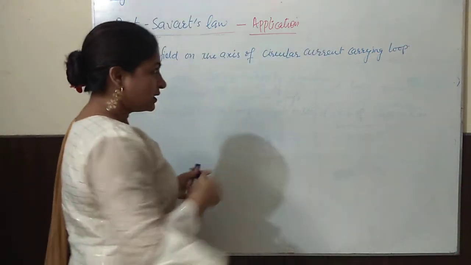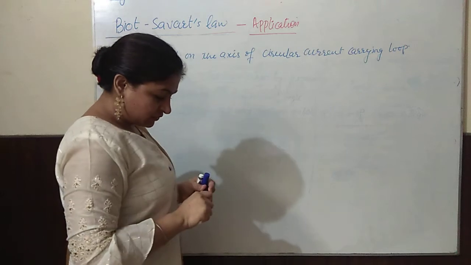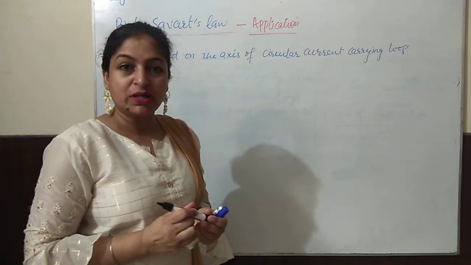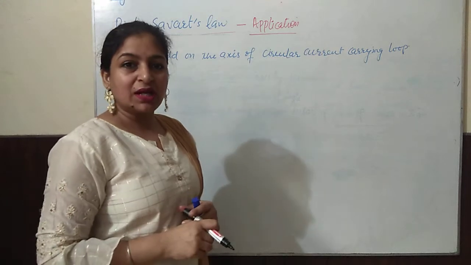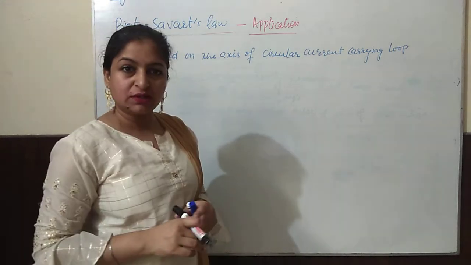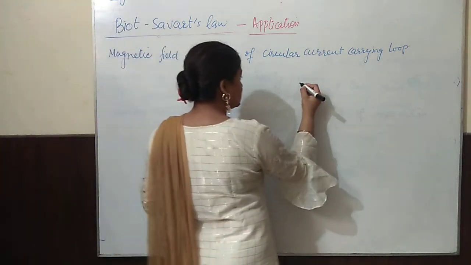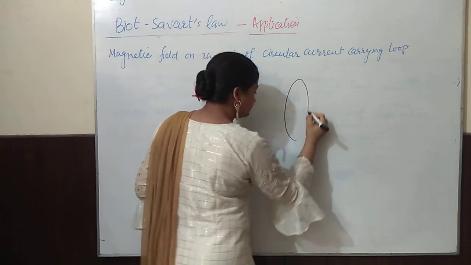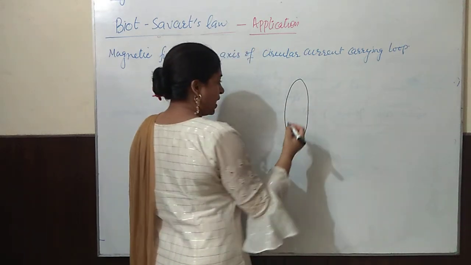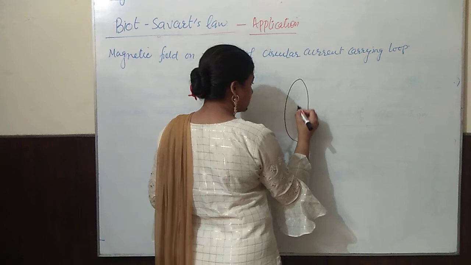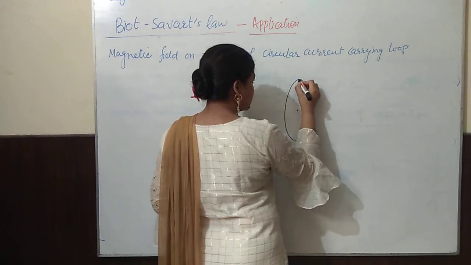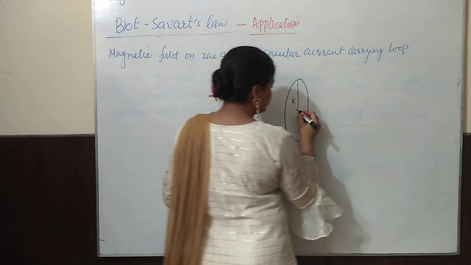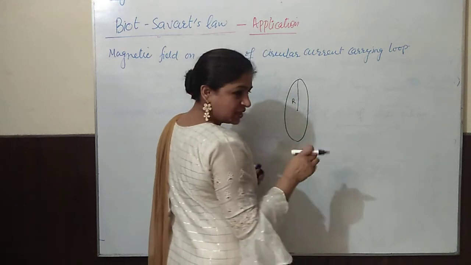Now, in the last lecture we discussed how to find the magnetic field at the center of a current carrying loop, but now we are going to find the magnetic field on the axis of the loop. Let us consider this circular loop, and this is the center of the loop. Let us consider the radius is capital R.